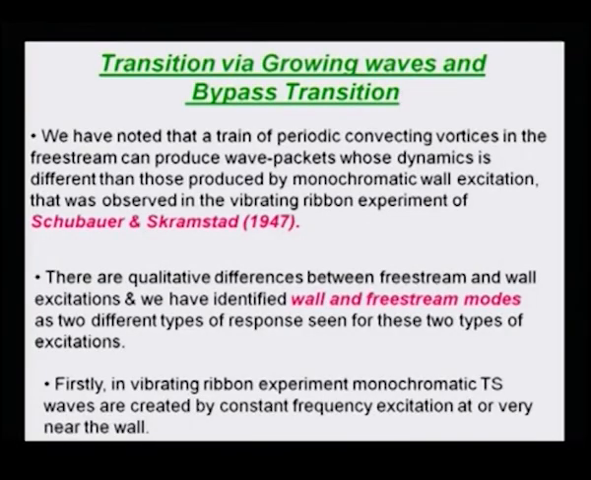Now we have noted already that if we have a train of periodic vortices in the free stream, that creates some kind of a wave packet whose dynamics is different than those produced by monochromatic wall excitation. That monochromatic wall excitation, typical example is the Schubauer-Skramstad experiment that we know. And we also noted that qualitative differences do exist between free stream and wall excitation.